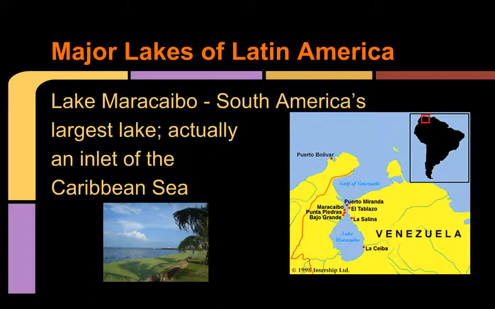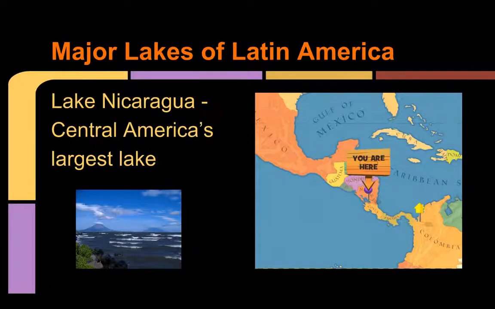Our second lake is Lake Maracaibo, which is in Venezuela. It's South America's largest lake. And technically it's not really a lake. It's an inlet of the Caribbean Sea. You can see the Caribbean Sea here, and it's not really closed off, it's just an inlet. Our third one is Lake Nicaragua, which is Central America's largest lake. Right here it's in Nicaragua, and it borders Costa Rica as well.